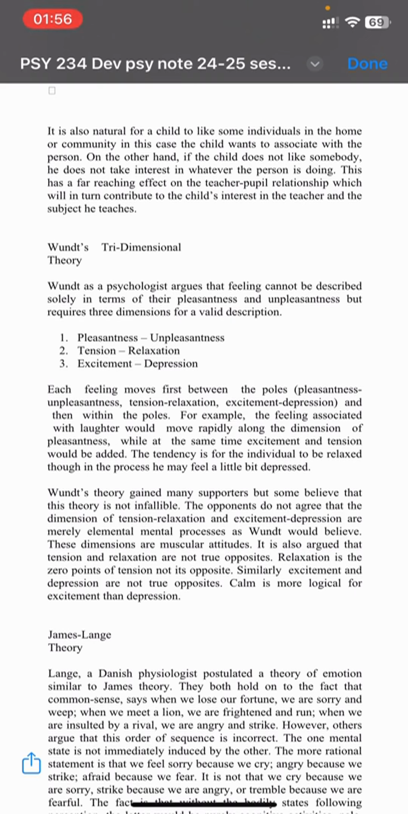Each feeling first moves between the poles, pleasant and unpleasant, tension and relaxation, and then within the poles. For example, the feeling associated with laughter, like I said, joy, would move rapidly along the dimension of pleasantness, while at the same time, excitement and tension will be added. I don't know what that means. The tendency is for the individual to be relaxed, though in the process he may feel a little depressed. I don't really understand what they meant here. But also, whenever they say depressed, they don't mean the depressed that you know. It's not sad depression. I think it's even one of the criticisms of the work.